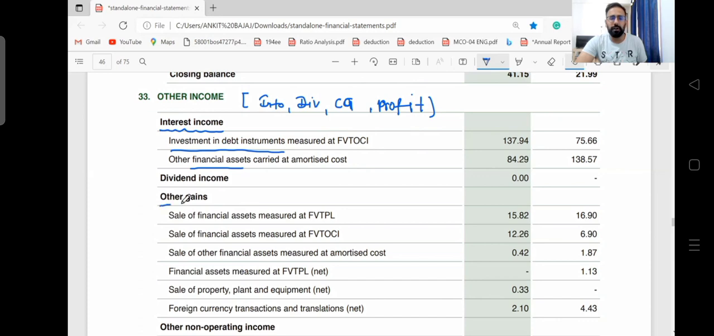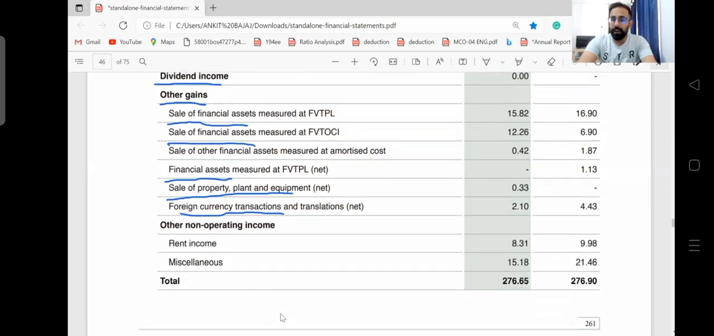Then the company is earning some other gains also. The company is earning dividend income also. So other gain, that is sale of financial assets. So the company is generating profit from the sale of financial assets. Financial asset means if you're investing your money in shares, debentures, bonds, preference shares, this is what a financial asset is, right? Sale of financial assets, other kinds of financial assets. So the company is earning profit from financial assets, sale of property, plant and equipment, or foreign currency translation, right? If the company has invested outside India and is earning some foreign currency benefit, that is to be shown in the P&L account in the other income column, right?